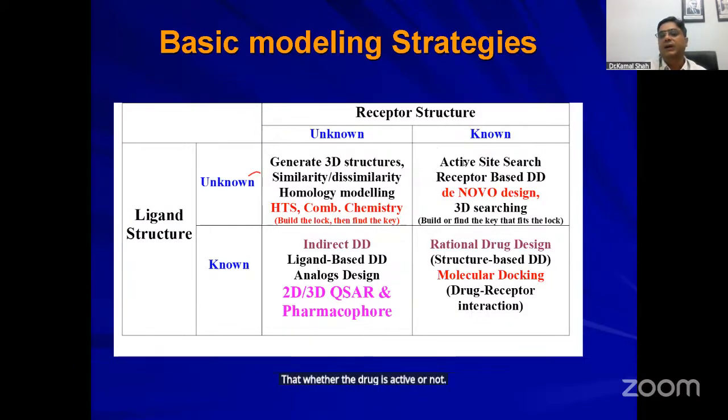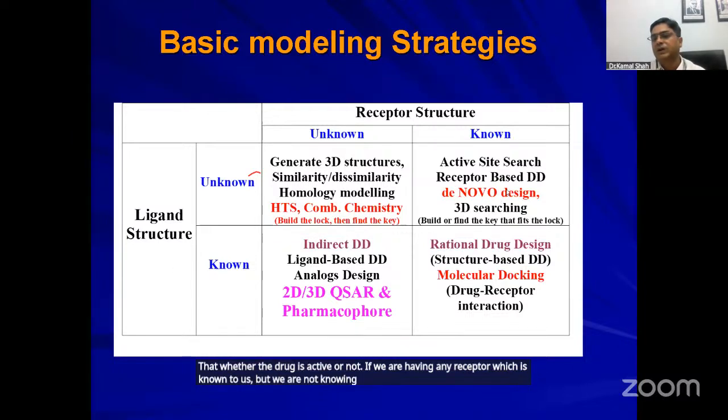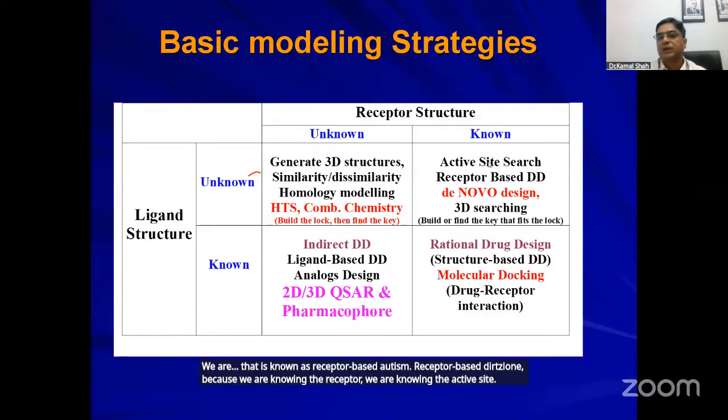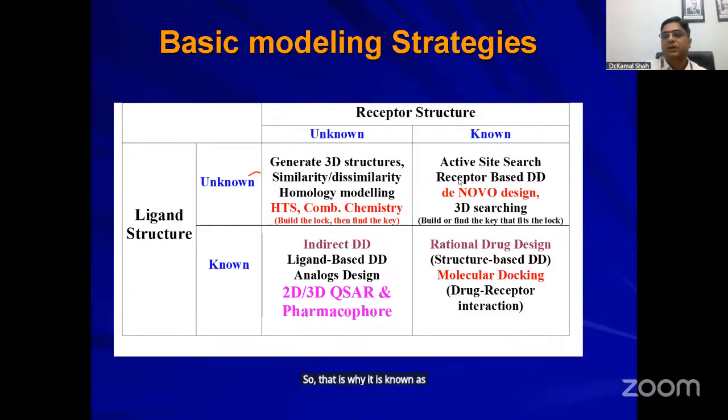If we have a receptor which is known to us, but we don't know the ligand which is responsible for it, that is known as receptor based drug designing. It is receptor based drug designing because we know the receptor and we know the active site. This is also known as de novo design.